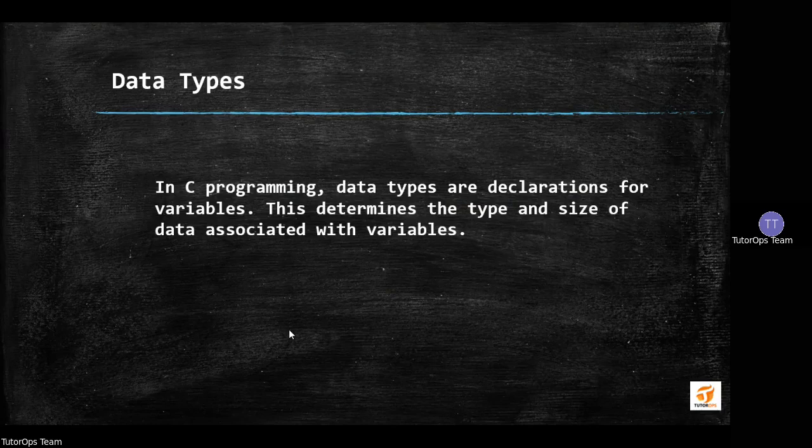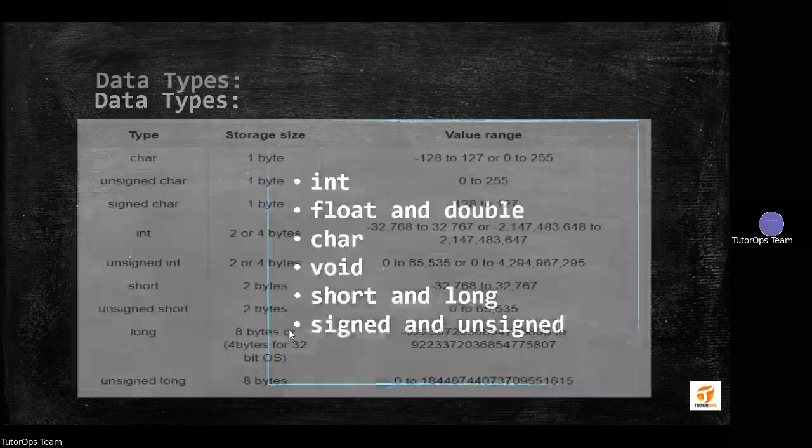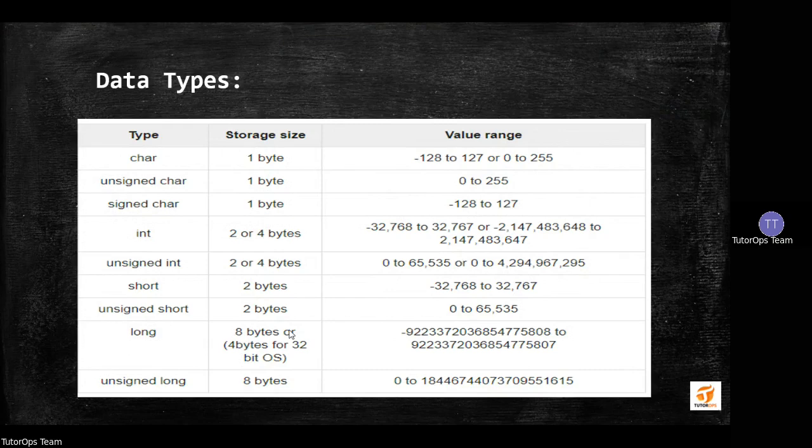Suppose we are declaring char a, so that means it's a character type variable, and in that storage location you should store only character type values, not integer type values. So the data types are int, float, double, char, void, short and long, signed, unsigned. These are the data types of a variable. Now let's look at the storage size of a type and the value range.